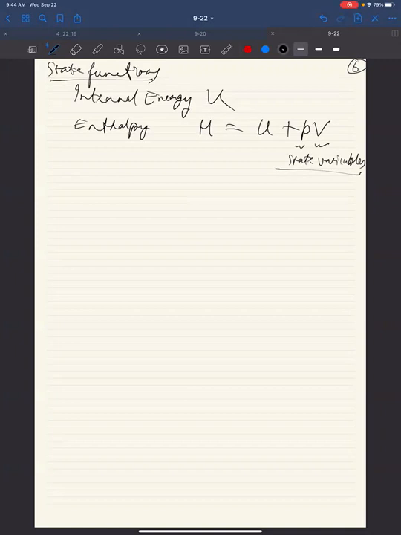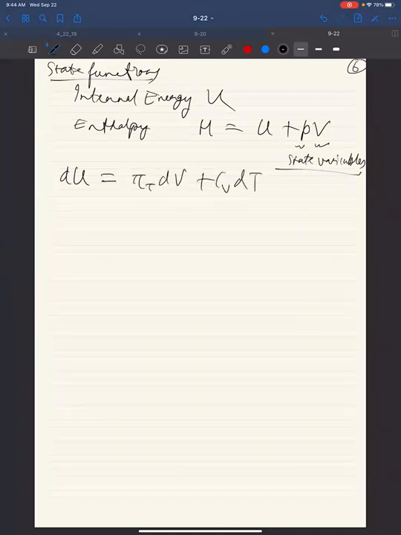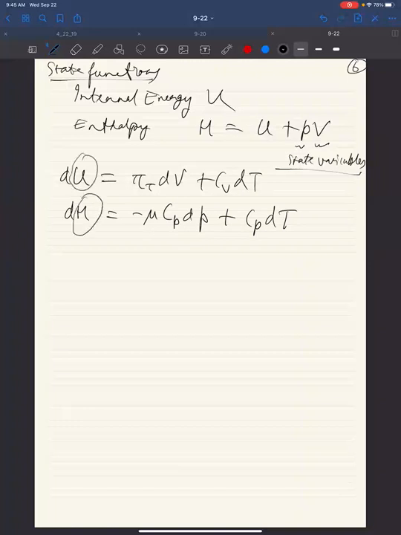And we wrote down relations for how these state functions vary as a function of control parameters, right? So once again, this relation I have written so many times today because it is just so important. dU is equal to pi_T dV plus Cv dT is always true. dH is equal to minus mu, the Joule-Thomson coefficient, Cp dP plus Cp dT is always true. And these relations are important because U and H are really how we can look into a material, right?